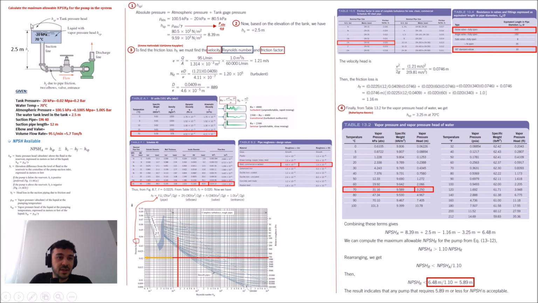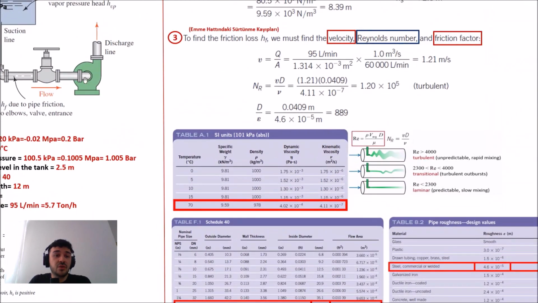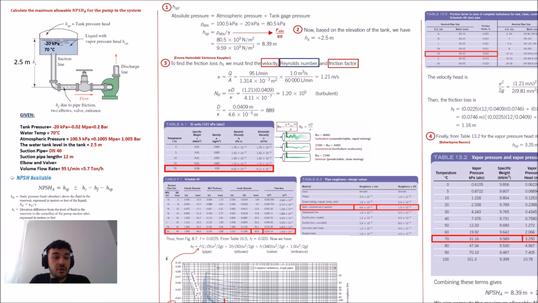So basically we have this example: calculate the maximum allowable NPSH required for the pump in the system. What we have on the system, you have to know this. If you want to calculate the NPSH value, you have to focus on the suction line, not the discharge line. Imagine here we show you a tank, and elbows, a valve, but everything is in this suction line. And if you want to calculate NPSH available value, you have to know some information.